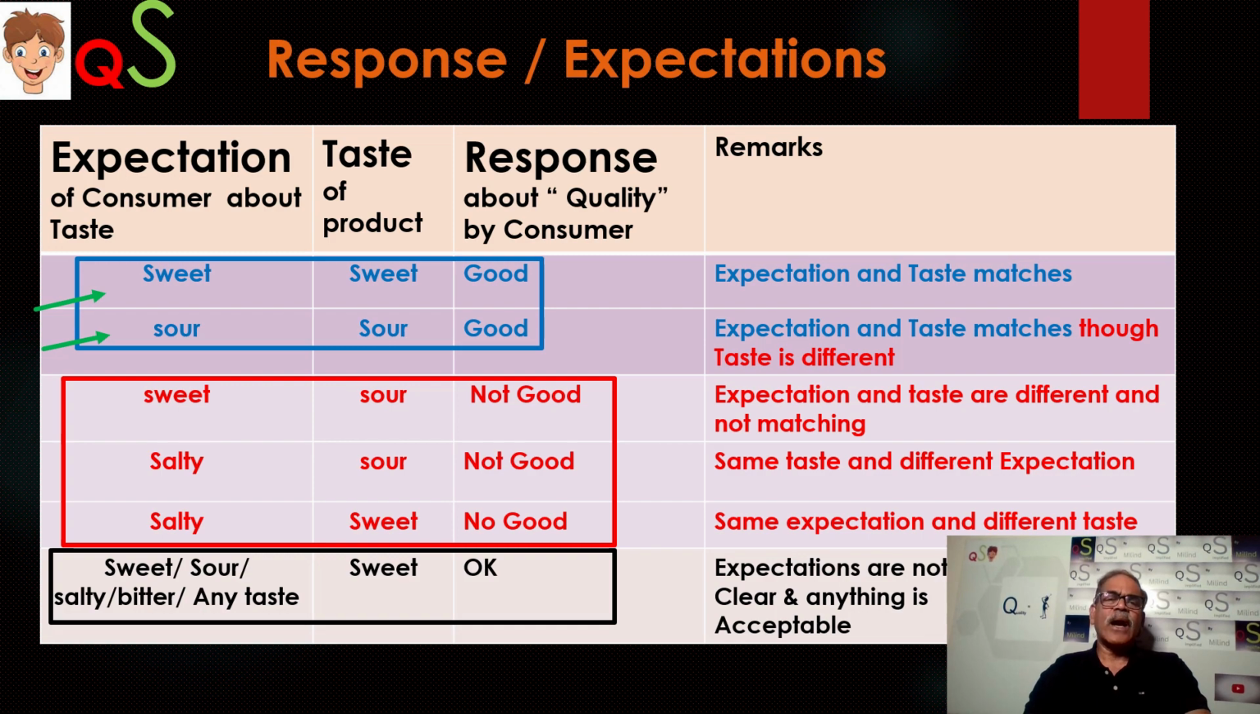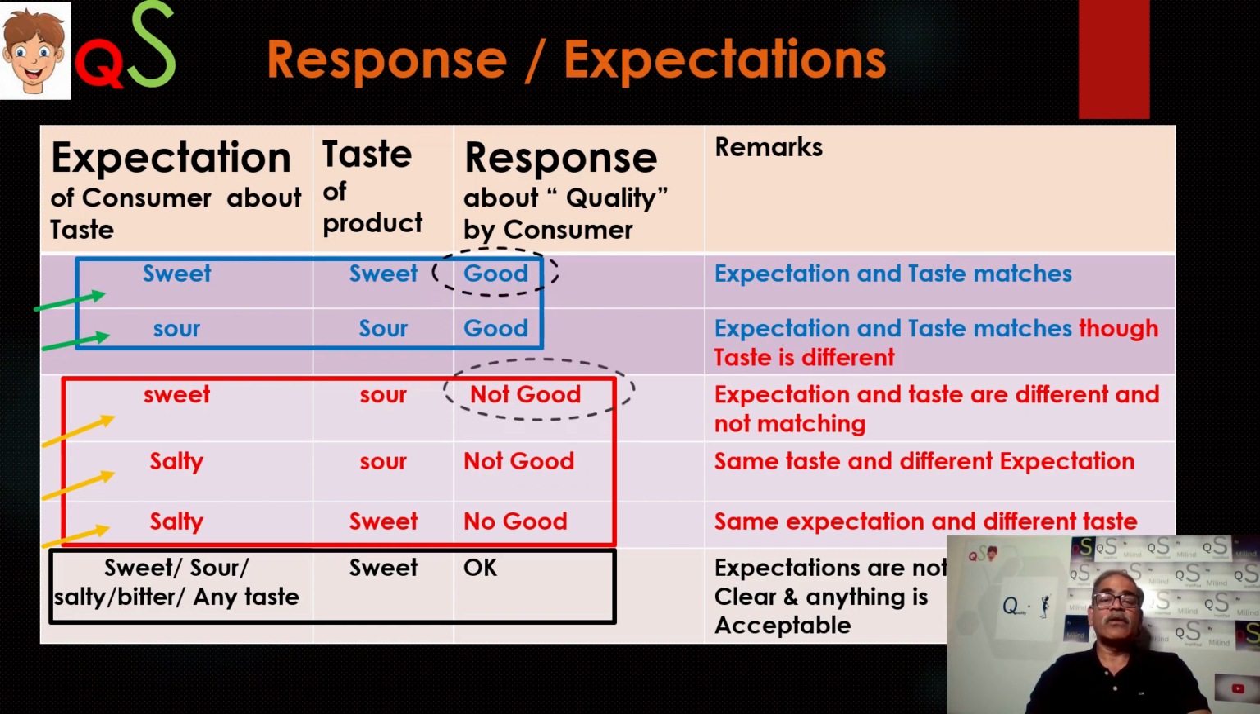Similarly, if we look at the contents in red, when the expectation and taste do not match, the response about quality is not good. Please note again, this has got nothing to do with taste, whether it is sweet, salty or sour. It does not match the expectation. This means the response about quality does not depend only on a product, but it depends on customers' expectation also. Different customers may have a different expectation, and hence a product with the same taste may be termed as good or not good in quality by different customers.